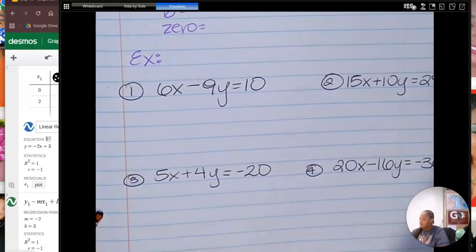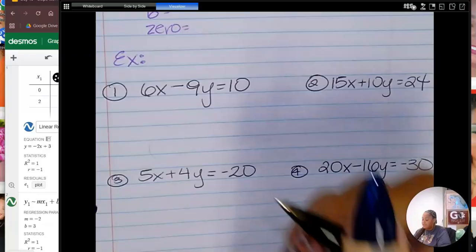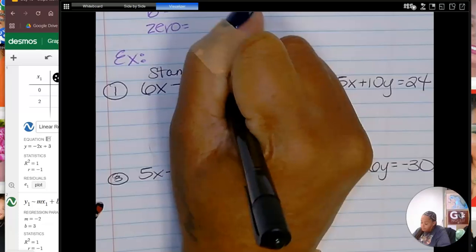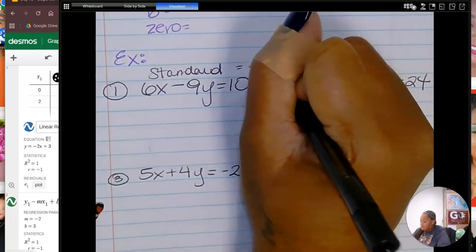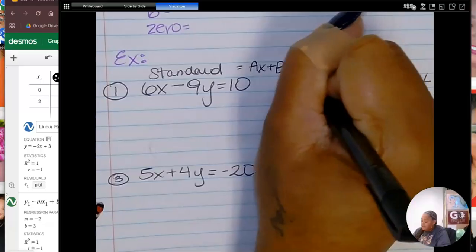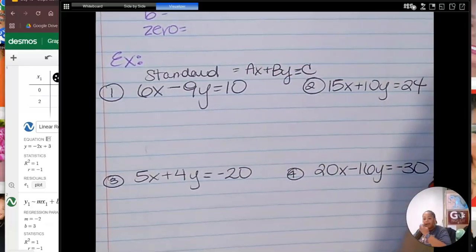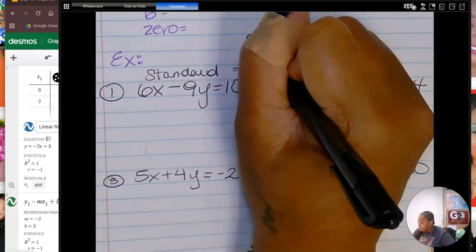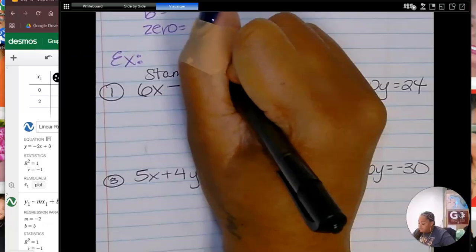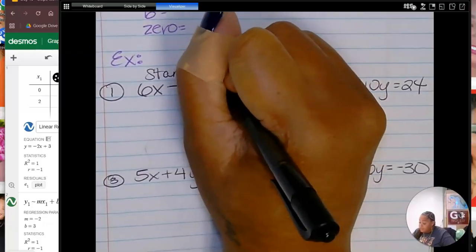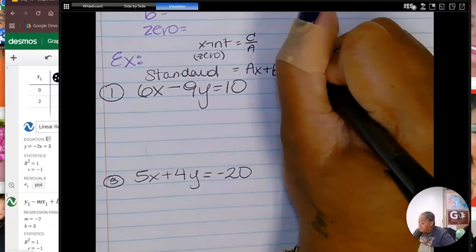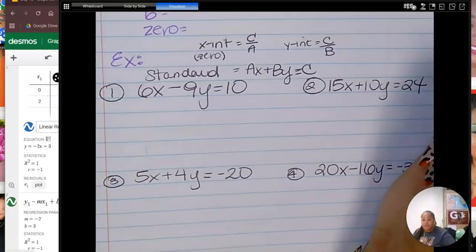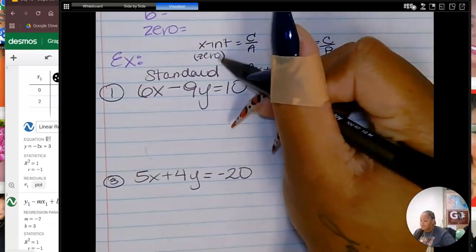Okay, so as soon as we see problems like this, these are in standard form. Okay, so that's AX plus BY equals C. Now, last week we did an IXL lesson on how to find the intercepts, which was where we divided C by A for the x-intercept, which is also called my 0 now. And we divided C by B to get the y-intercept.